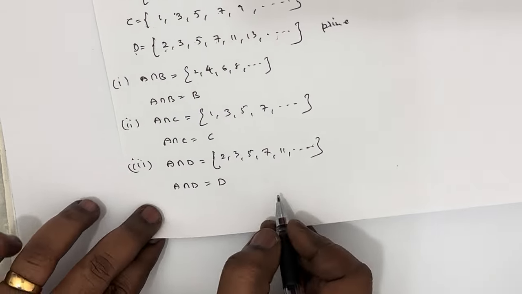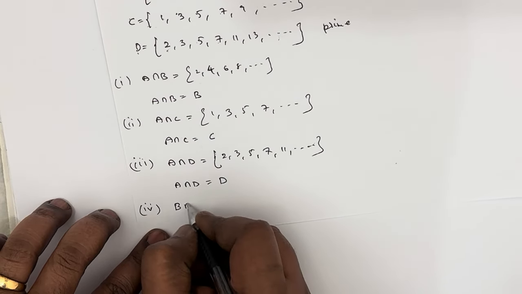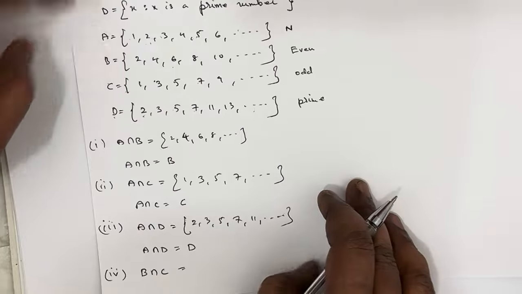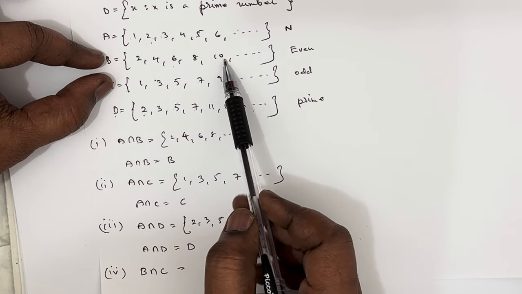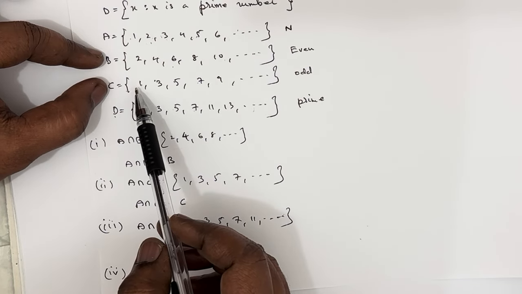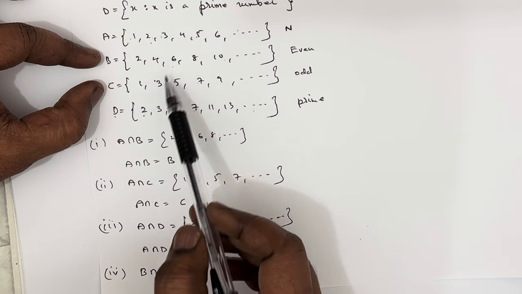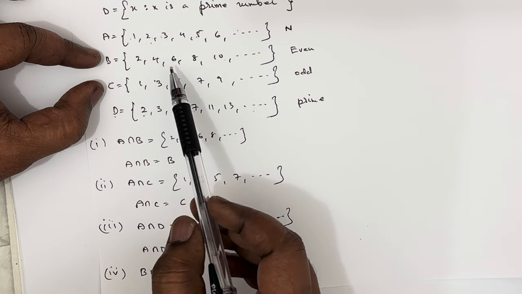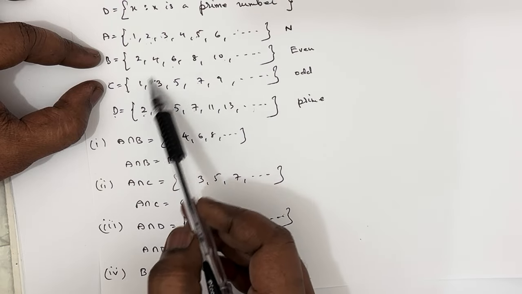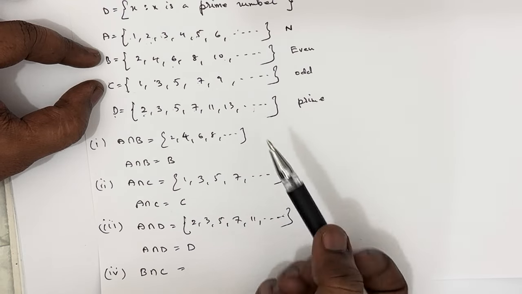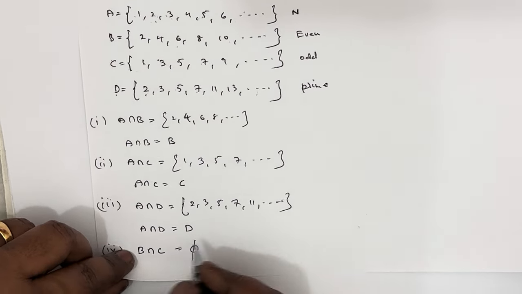Now we'll write the fourth one. What is the fourth one? B intersection c. B is 2, 4, 6, 8, all even numbers, c is all the odd numbers. So there is no element common here, because here is odd, here is even, so the set is empty. We can write b intersection c is the empty set.